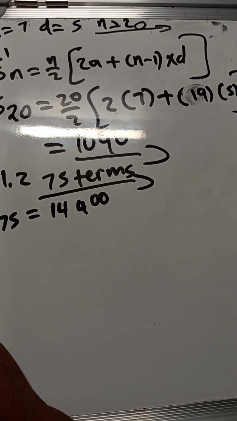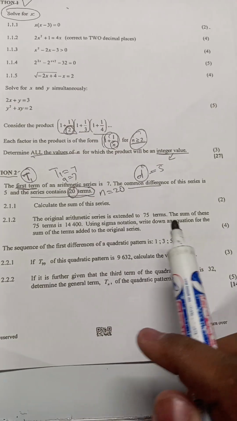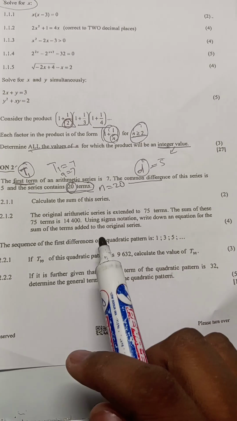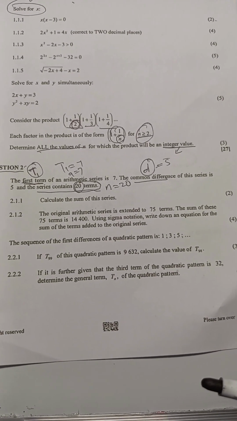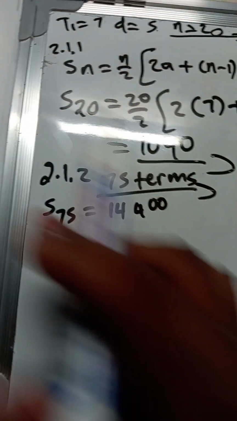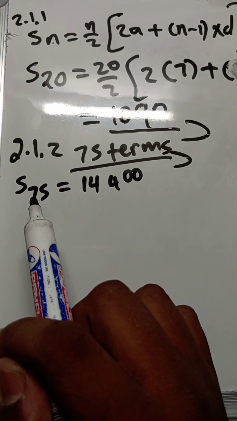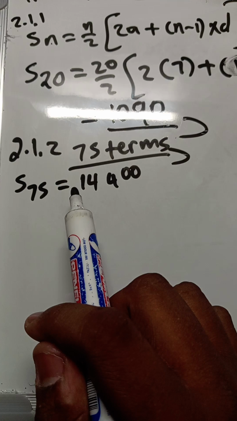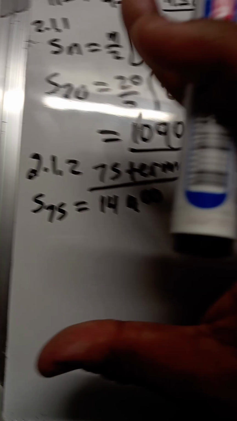Okay, using sigma notation, let me go through this with you. Using sigma notation, write down an equation for the sum of terms added to the original terms. Now they want the sum of terms that are added to the original series. So basically, remember that we have the sum of the terms that has been extended and the sum of the original series.